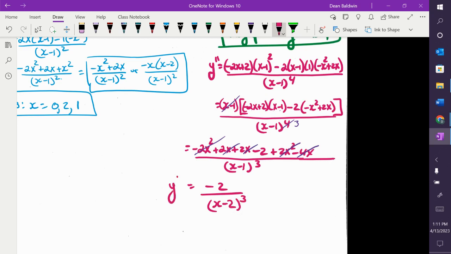All right. It does simplify nicely. Are people done? There's the answer: negative 2 over x minus 2 all cubed.